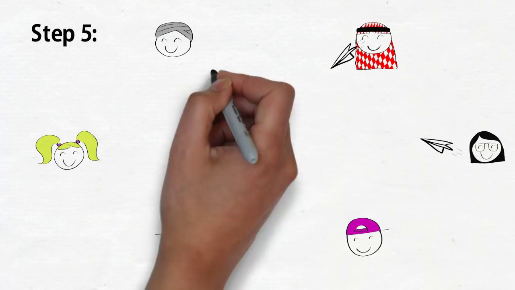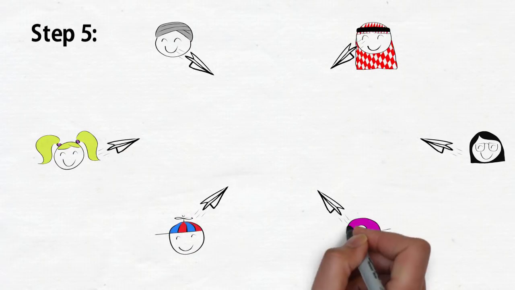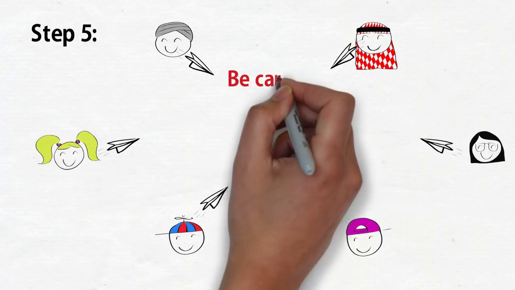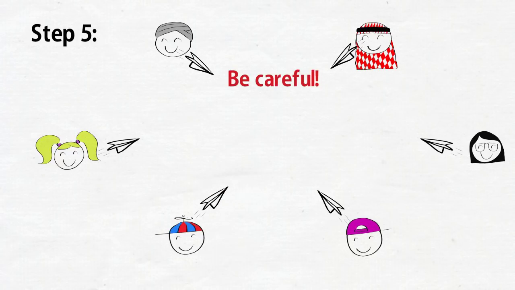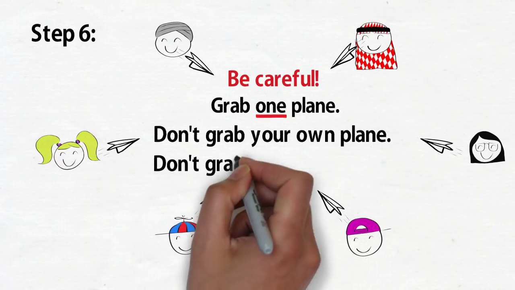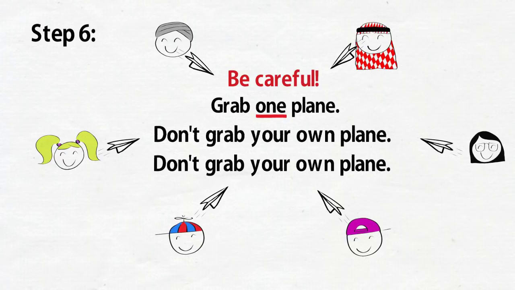Step 5. Once they have their paper planes, tell them to form a big circle around the classroom, to throw their paper planes into the air, and try to be careful not to hit anyone. Step 6. Then tell them to grab one paper plane. Just one. Not more. Emphasize it. Also, tell them not to grab their own plane. Repeat that command. Trust me, you'd be surprised.